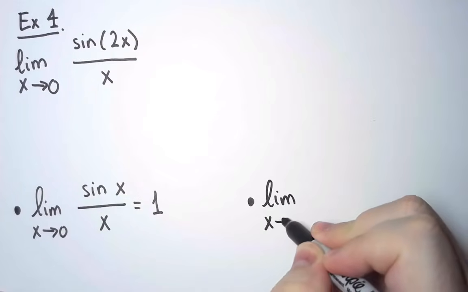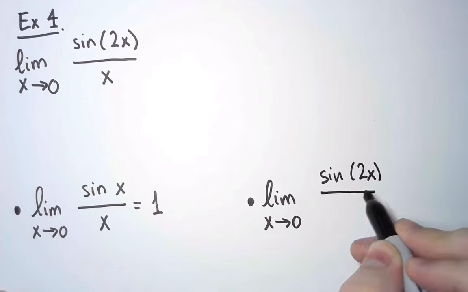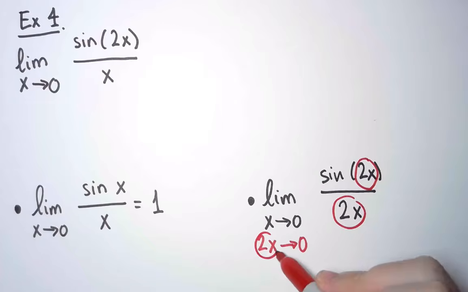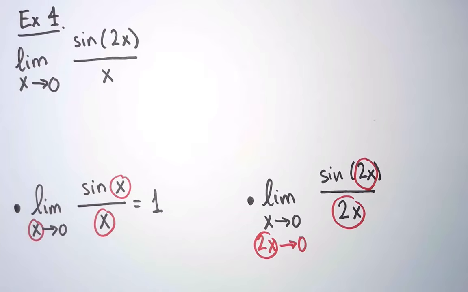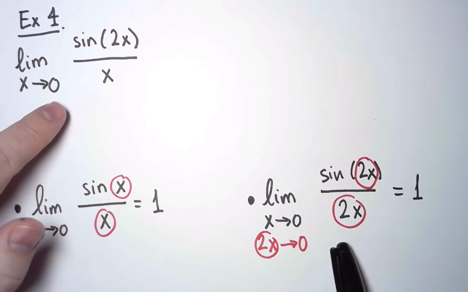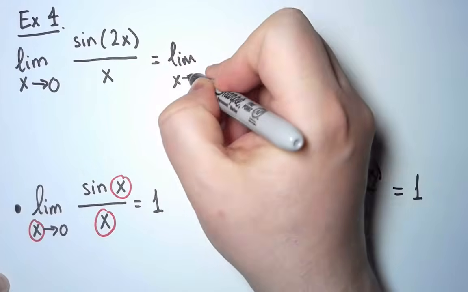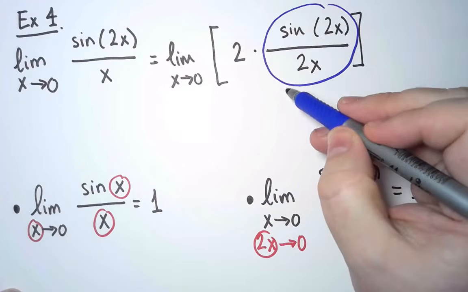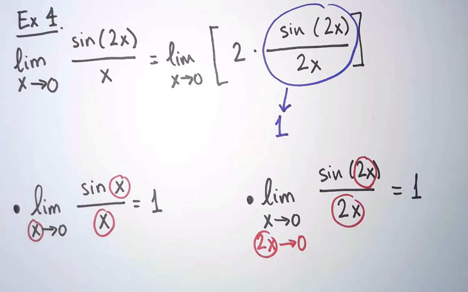Well, what about the limit as x approaches 0 of sine of 2x over 2x? If I think of 2x as the new variable, as x approaches 0, so does 2x, then this limit is the same as the previous one. So the limit is also 1. Now, back to the original problem. Can I transform this limit into the one whose value I know? Yes, I can. Just multiply and divide by 2. And now I notice here inside the function whose limit is 1. So the total limit is 2 times 1, or simply 2.